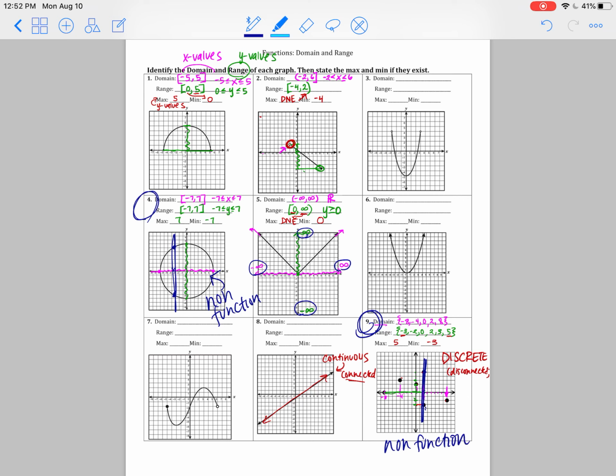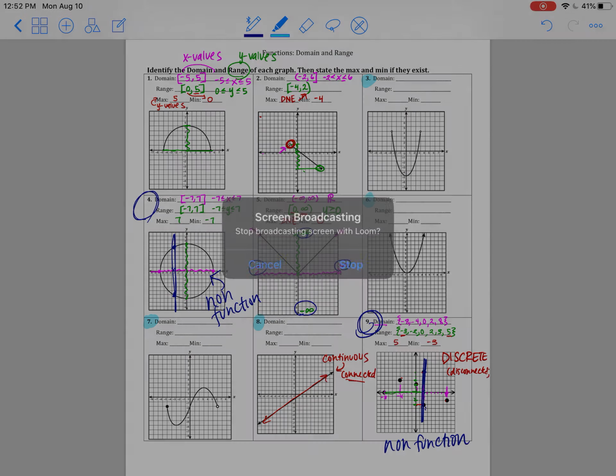Okay, so for your notes, I want you to fill in number 3, 6, 7, 8, and I will finish this and post the answers.